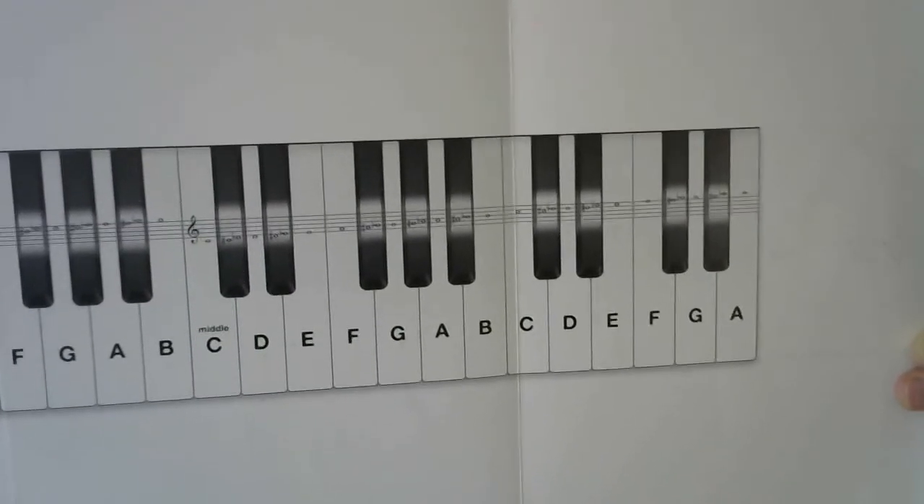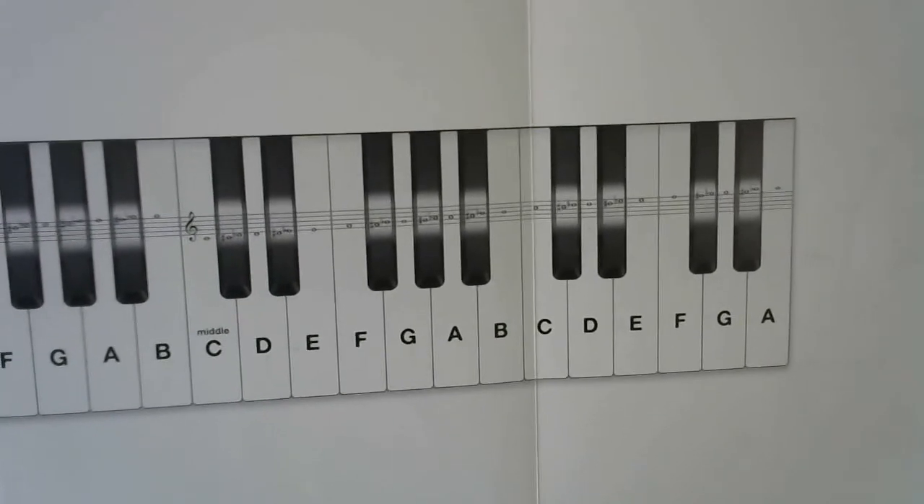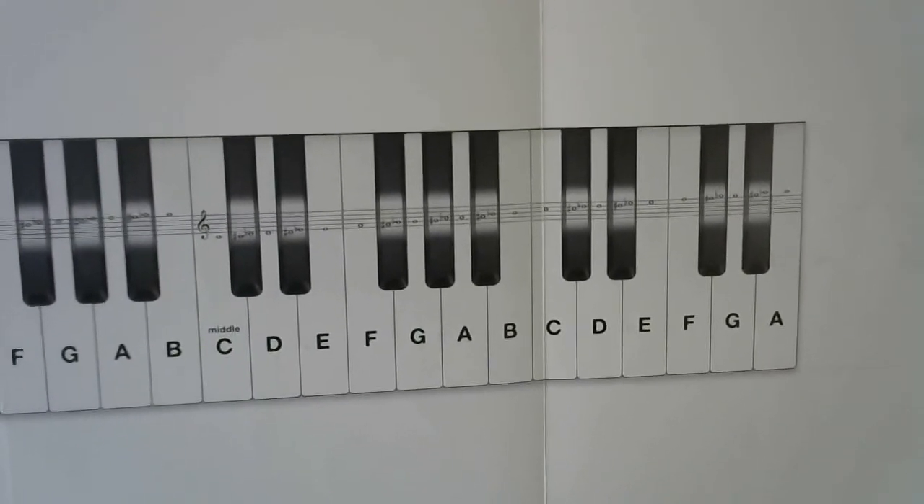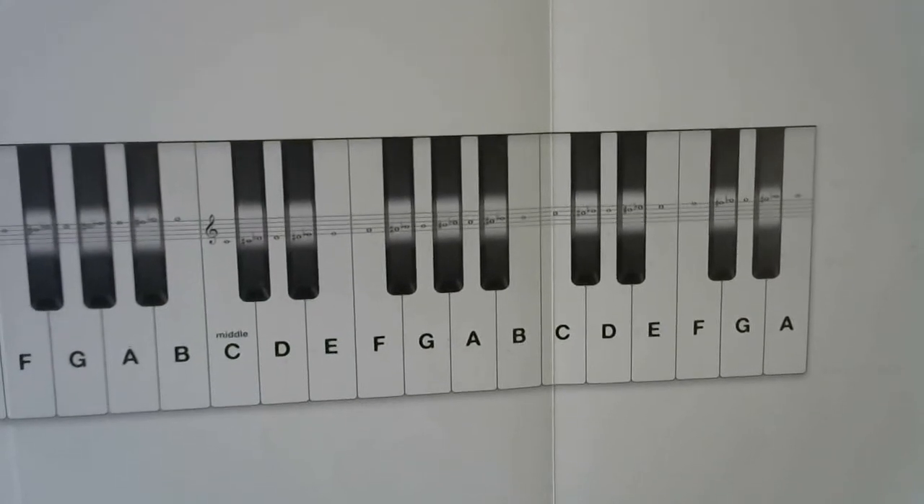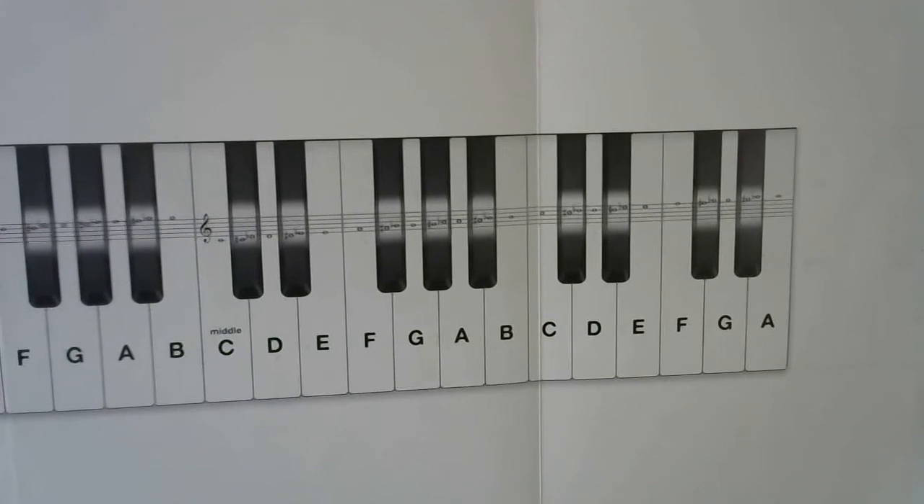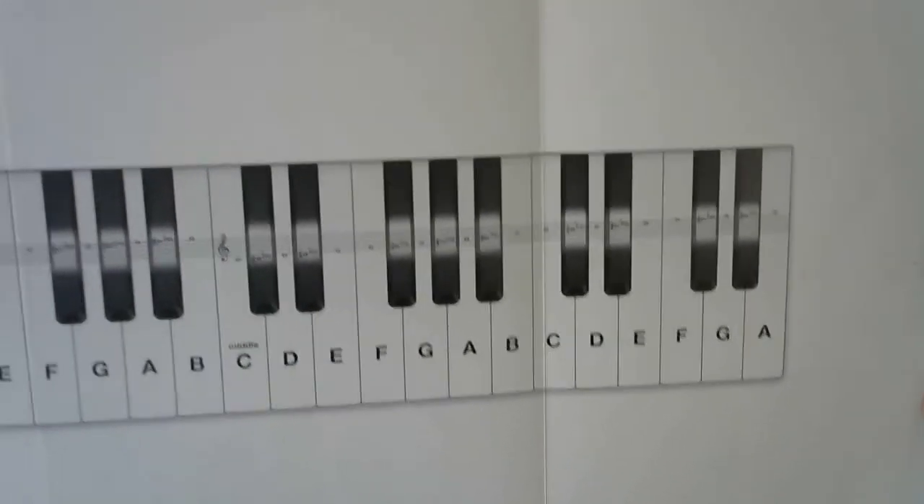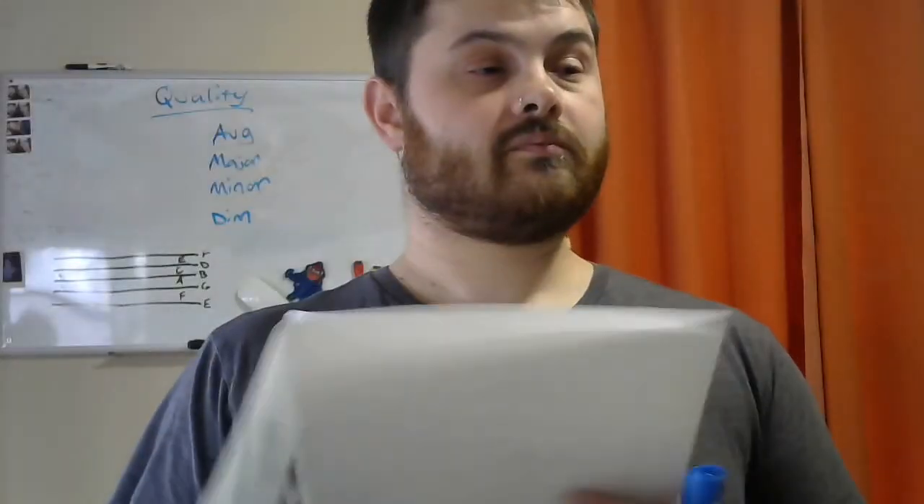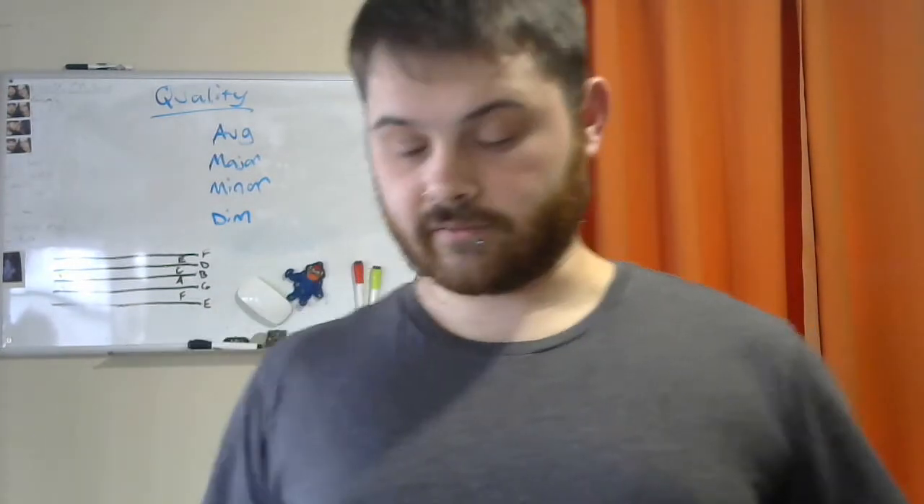And it depends on how you write it. If you write C to F sharp, then that would be an augmented fourth. If we wrote C to G flat, that would be a diminished fifth. Sounds the same, spelled differently. And it's all about perspective.